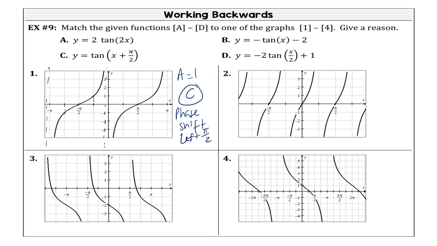So, yeah. All right, let's look at number 2. Number 2, to start off with, we're going to identify our midline. So finding our midline. Our midline is still at 0, as you can see. So that means that A has to be 1 or negative 1.